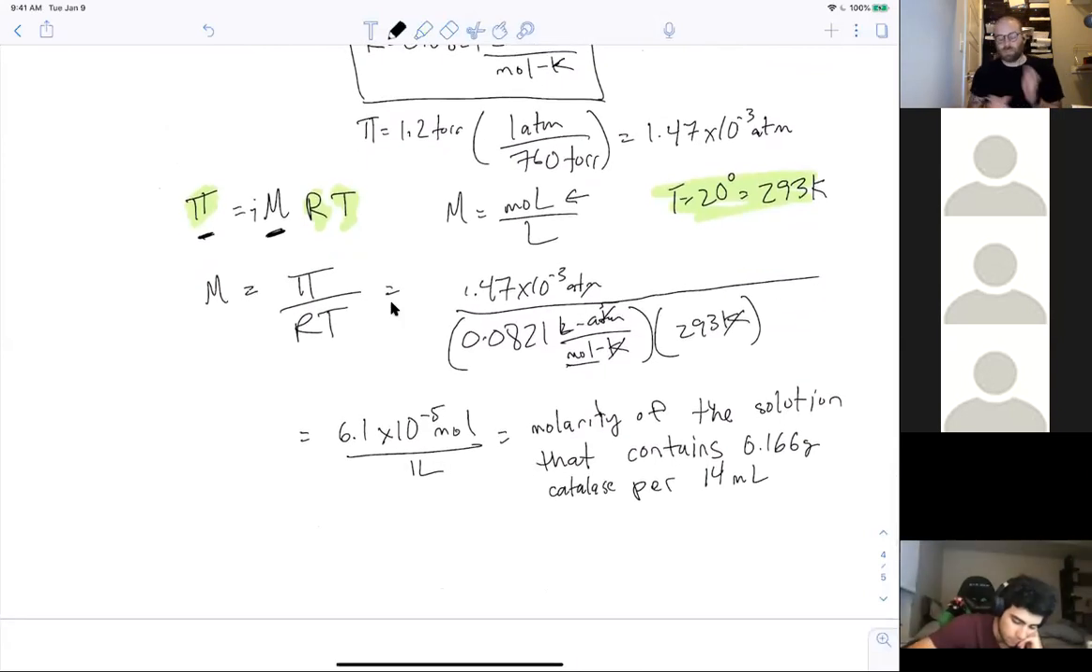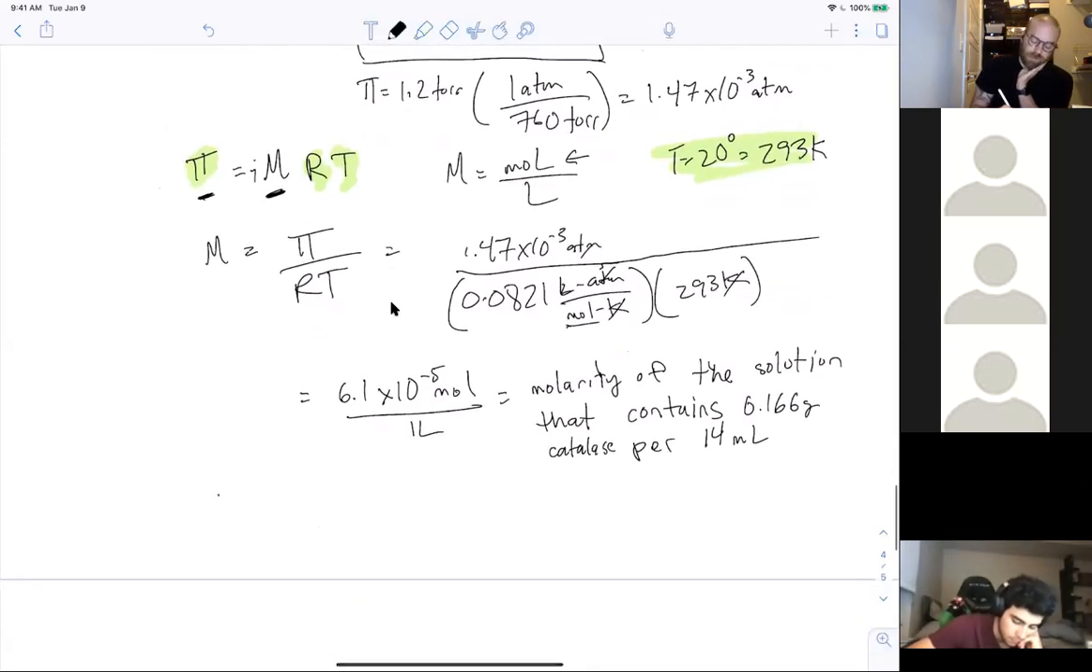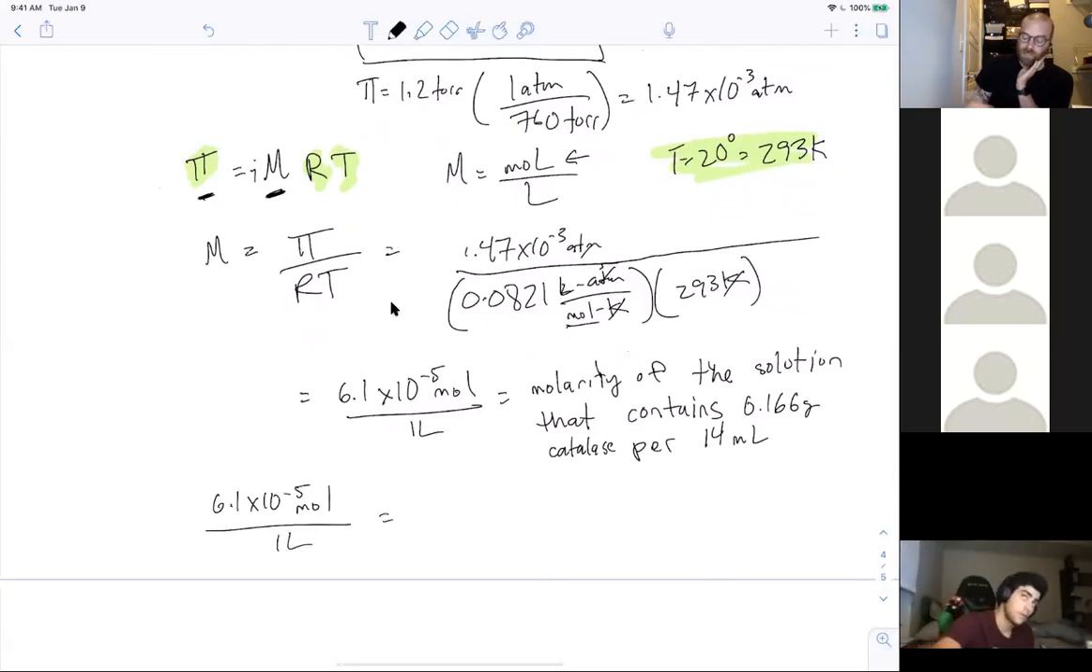So using those two things, now we can figure out what the number of grams per mole is. If we know that there are 6.1 times 10 to the minus 5 moles in 1 liter, you can say, well, I know that there's going to be some number of moles in 14 milliliters, and I can solve for n.